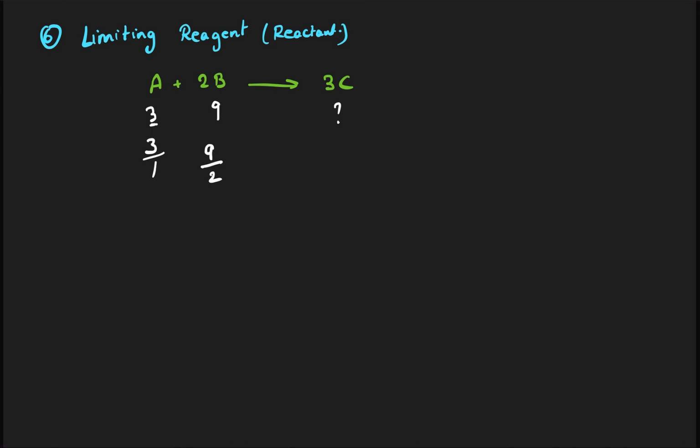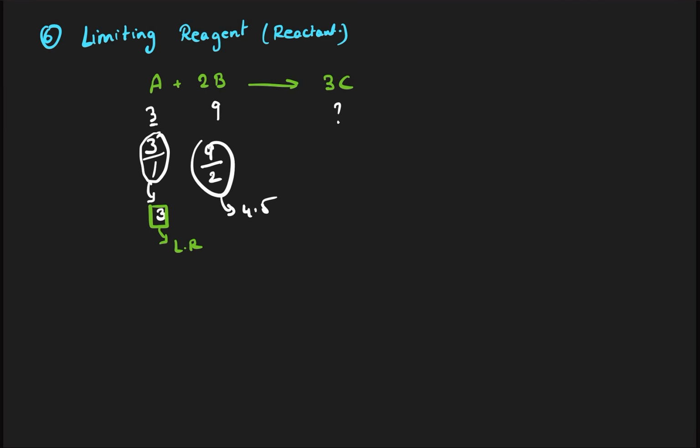So 9 by 2. Now which number is small? This 3 by 1 is nothing but 3. 9 by 2 is nothing but 4.5. Which of the two numbers is small? 3 is small, 4.5 is bigger. So 3 becomes my limiting reagent, LR. Whatever amount of B the limiting reagent can react with, that much only will react. The remaining will be excess.